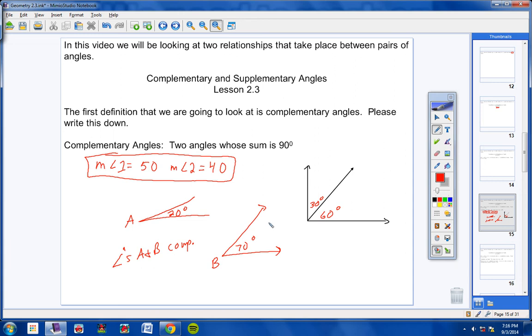Again, complementary angles, two angles whose sum is 90. Okay? If I'm going too fast, have the supervising teacher pause the video. We're going to move on.